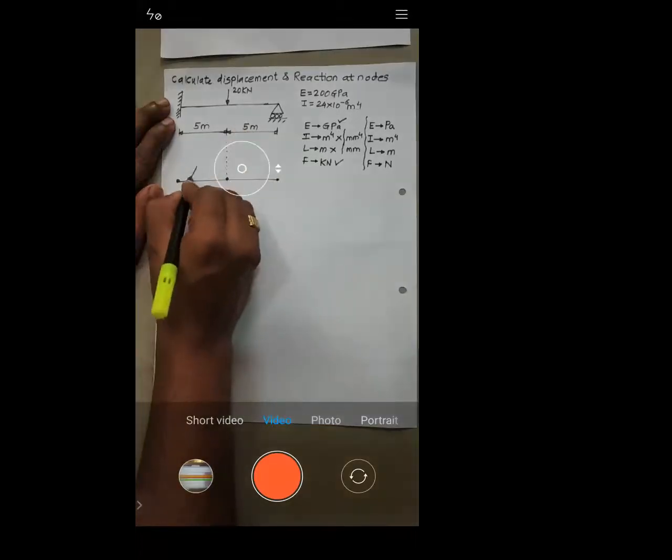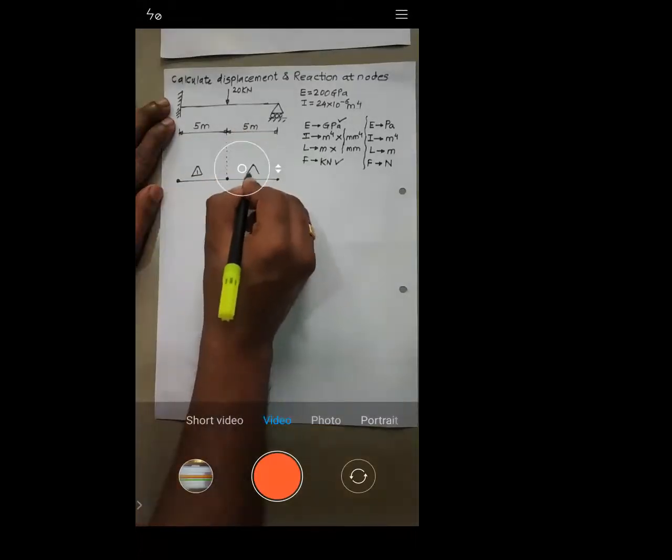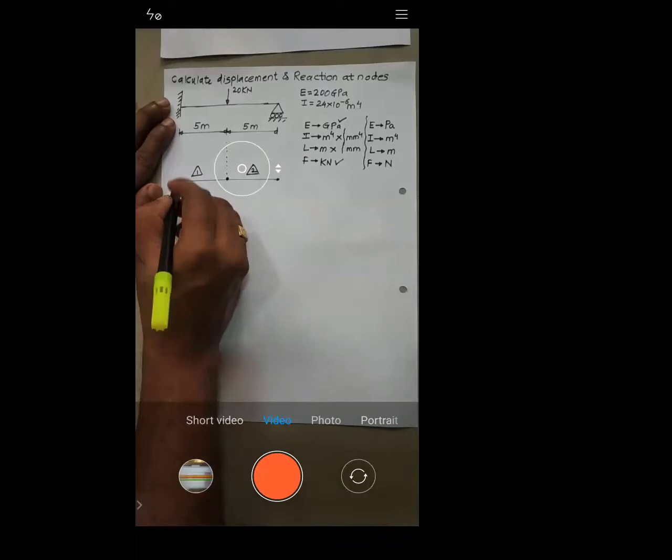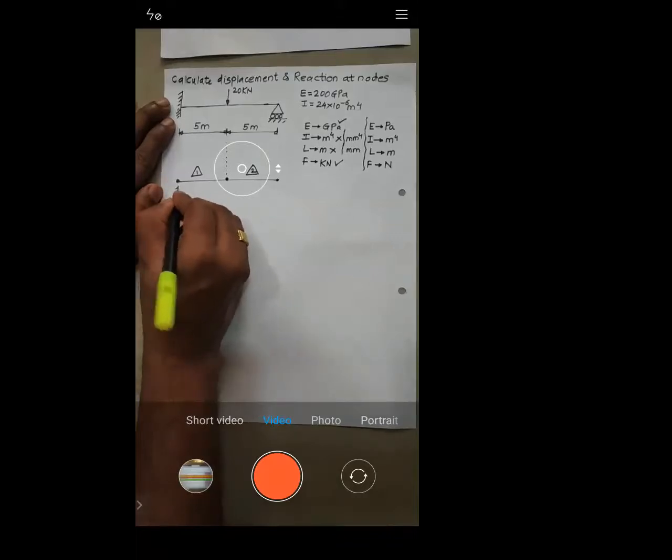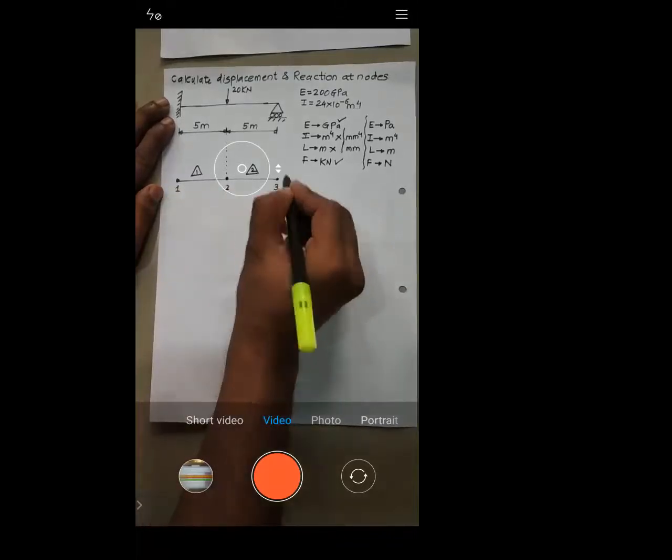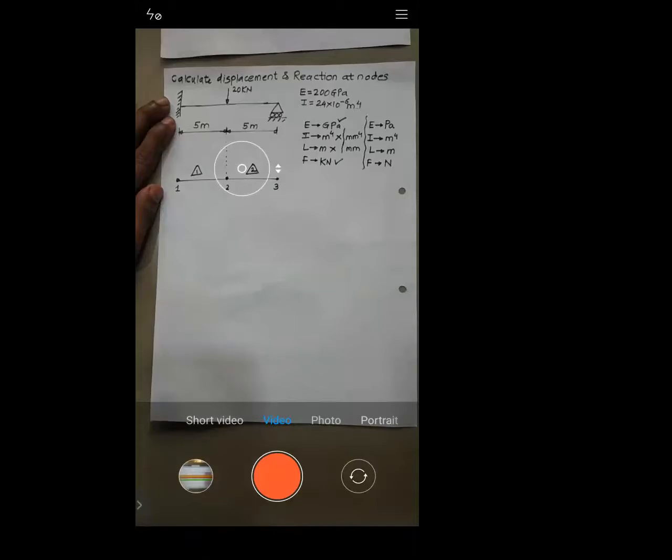So this is the first element, this is the second element. Okay. This is node number 1, this is node number 2, and this is node number 3. Is it okay? Is it okay or not?